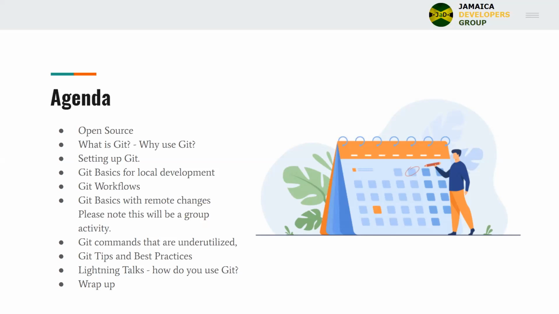Afterwards, we'll do some basic Git commands for local development, go into the workflow, and some basic commands for remote changes which we're going to push to a remote repository, meaning like GitHub or GitLab or some form of online repository. And lastly, we look at some tips and practices with using Git and some underutilized commands in Git. Afterwards, it's going to be a lightning talk, which is open to anyone that's been using Git and would like to share how they use Git.